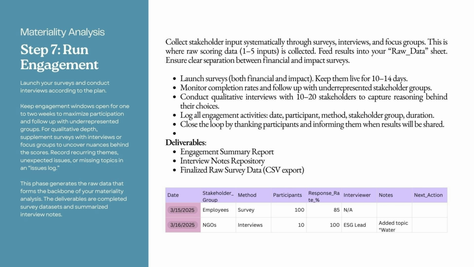In parallel, qualitative interviews are carried out with approximately 10 to 20 stakeholders, and these interviews are used to capture the reasoning behind scoring choices and to provide additional context that cannot be derived from quantitative data alone. All engagement activities are logged in a structured manner, including the date, participant, engagement method, stakeholder group, and duration. This ensures traceability and audit readiness. Finally, the engagement loop is closed by thanking participants and informing them when and how results will be shared. The deliverables from this step include an engagement summary report, a repository of interview notes, and a finalized raw survey dataset, typically exported as a CSV file.